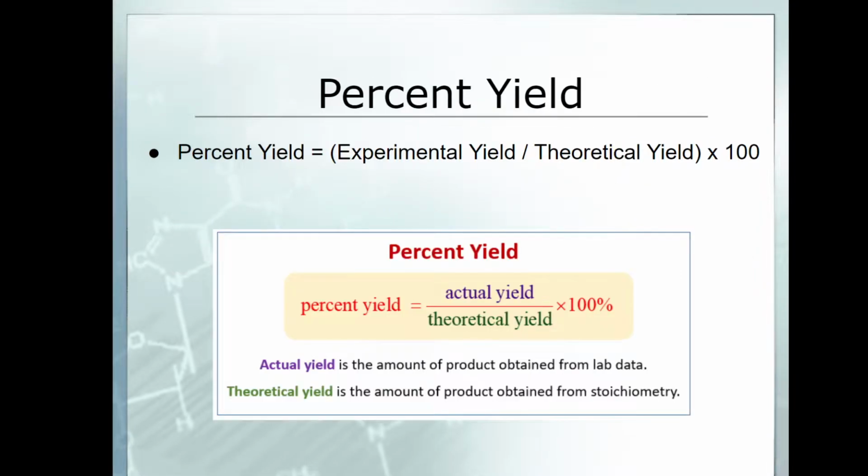Okay, and what we're talking about today is called percent yield. So the way that you find percent yield is to take the experimental yield divided by the theoretical yield times 100. And that will tell you how close you got to what the actual value should have been based on the math.